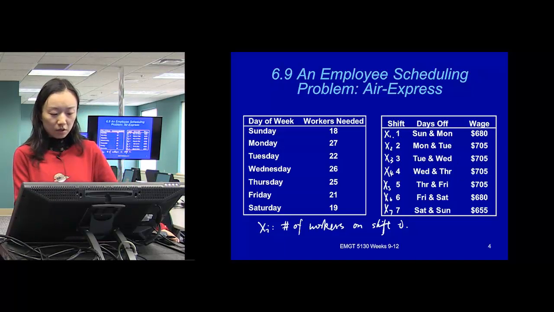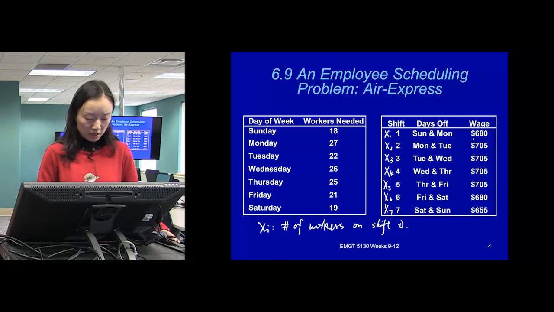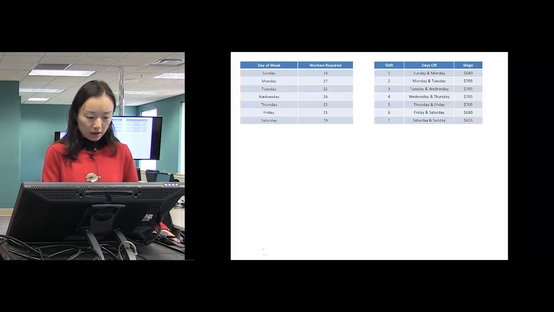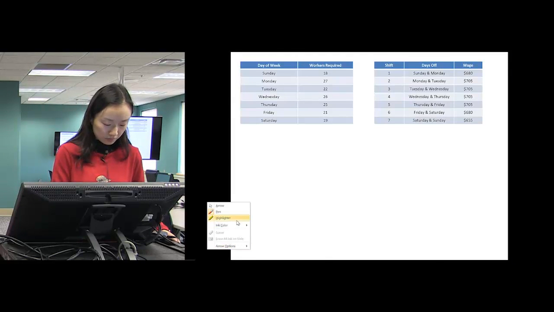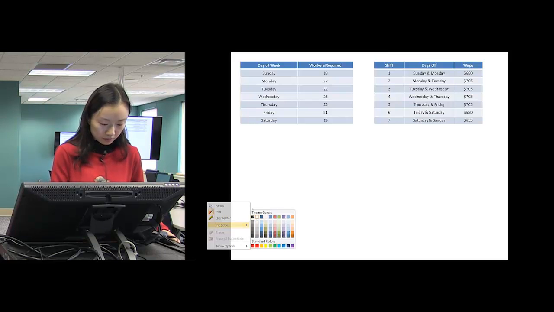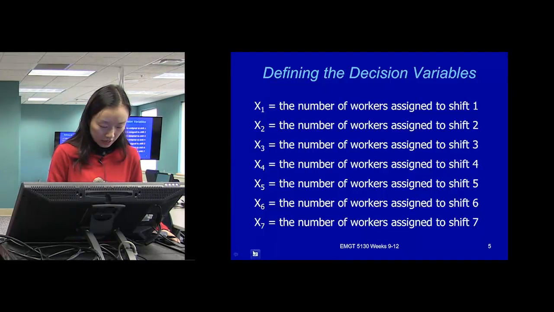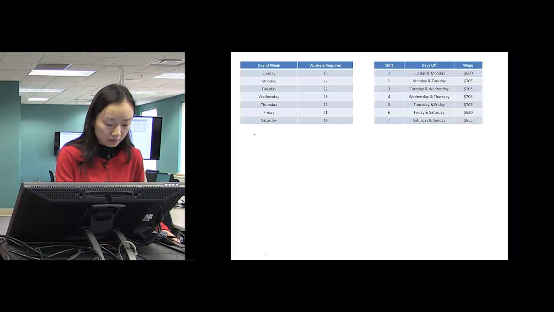So it depends on the number on this first shift. Say x1 is the number of people on the first shift, then the wage paid will be this one. Okay, so you sum up. It's a sum product of the x and the wage rate, which is easy. So we define the xi's.